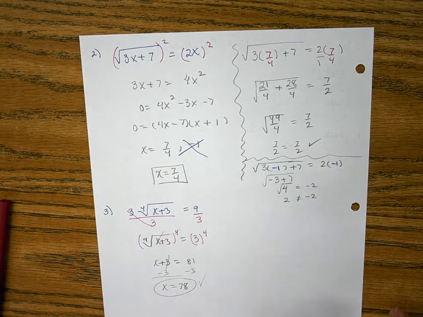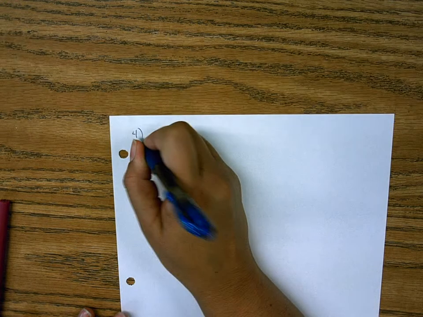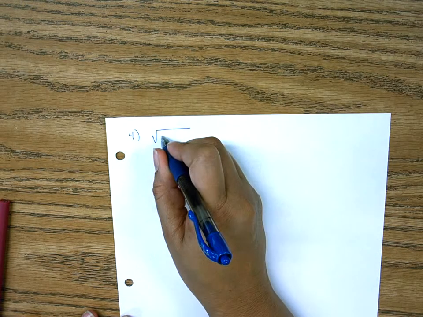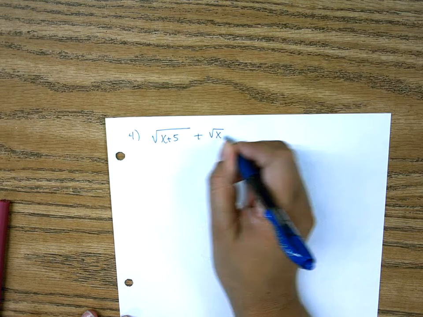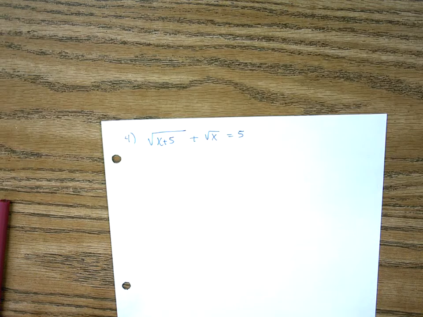All right. This next one is a bit longer, and I'm going to go through and try to explain the best I can. The square root of x plus 5 plus the square root of x equals 5. Not sure if you saw these in Math 2 or not.